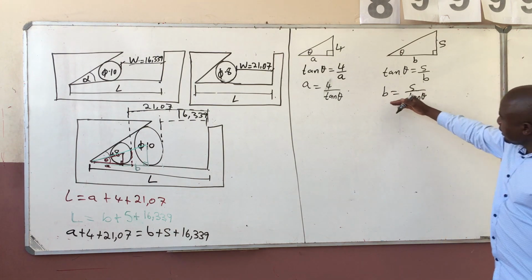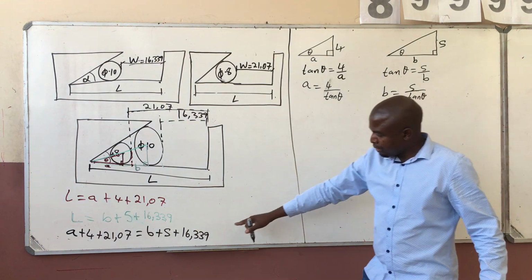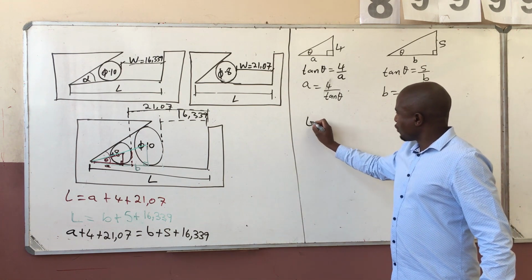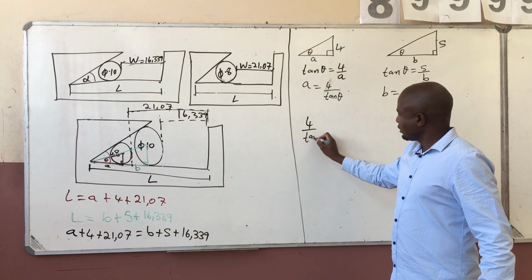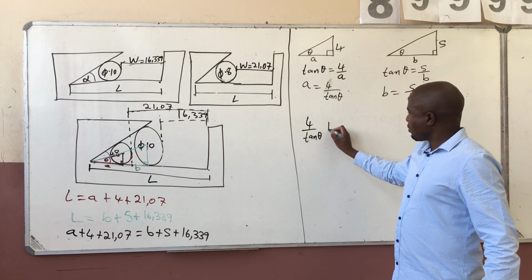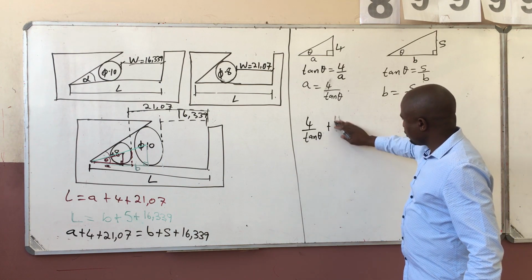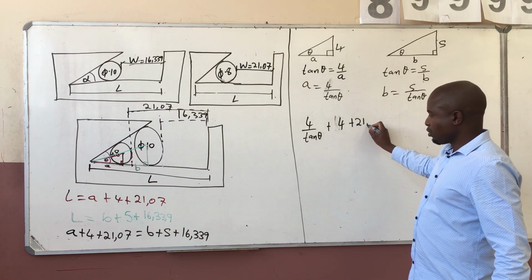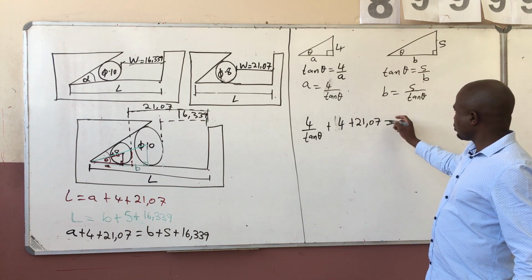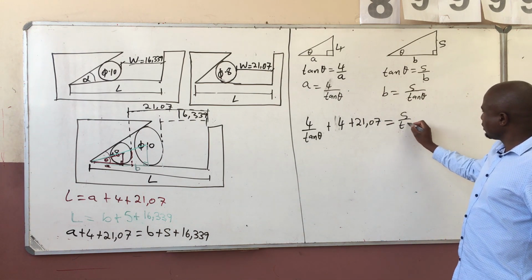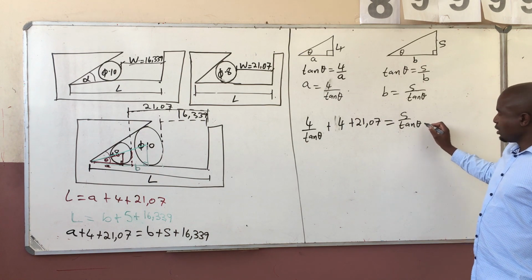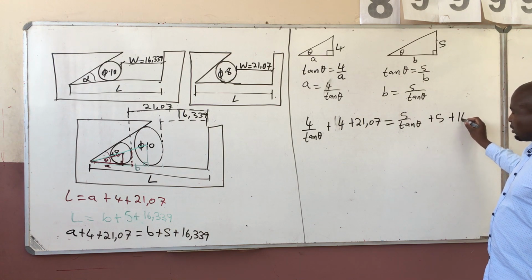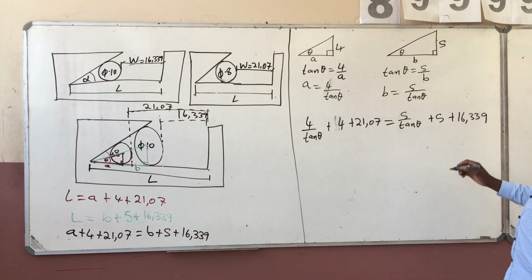So substituting A and B in the equation, we will have 4 over tan theta plus 4 plus 21.07 is equal to B, which is 5 over tan theta plus 5 plus 16.339.